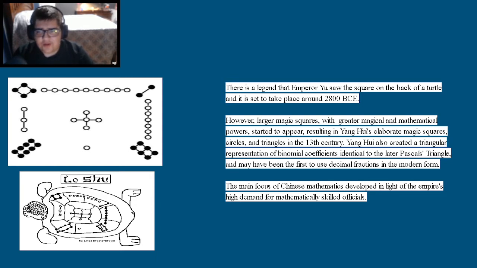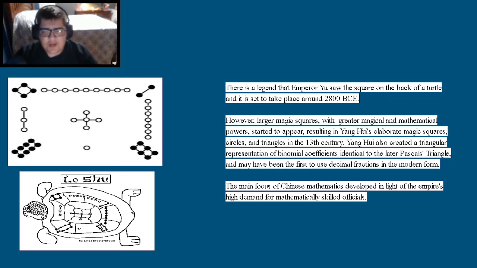However, larger magic squares with greater magical and mathematical powers started to appear, resulting in Yang Hui's elaborate magic squares, circles, and triangles in the 13th century. Yang Hui also created a triangular representation of binomial coefficients identical to the later Pascal's triangle and may have been the first to use decimal fractions in a modern form.